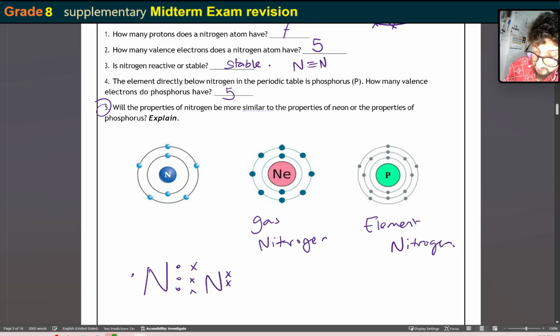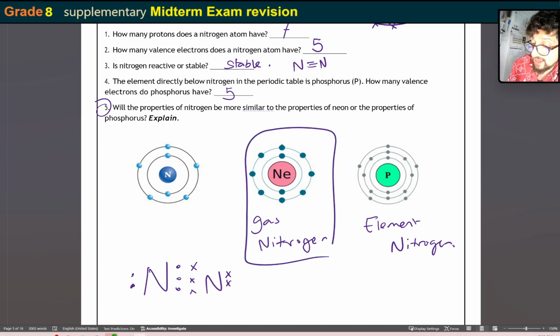Actually, I'm going to put this on that side. Here we go. So now it's got, as you can see, 8, which satisfies the octet rule. And that one equally has 8, which satisfies the octet rule. So nitrogen gas is very stable.